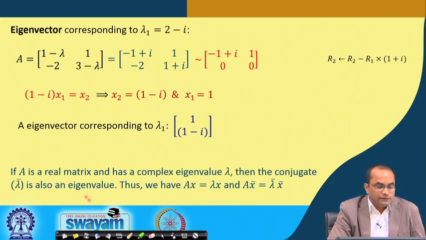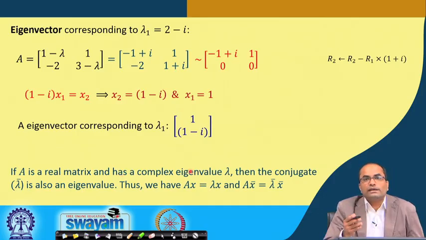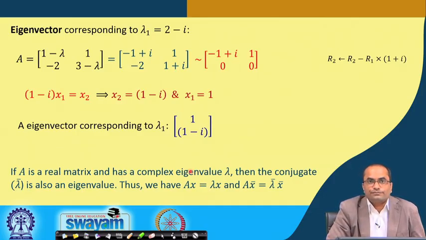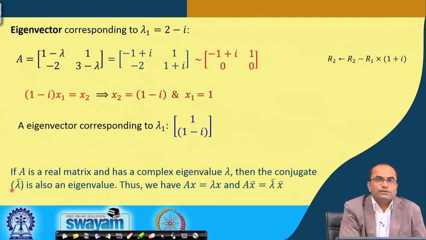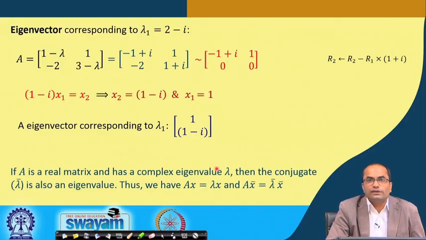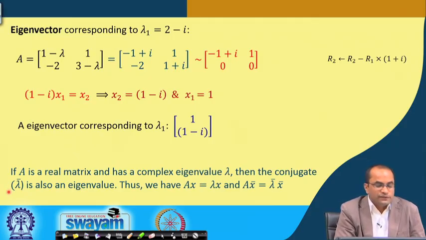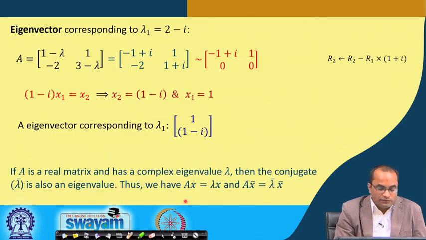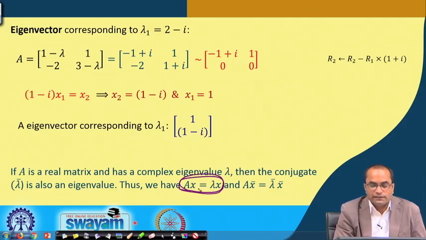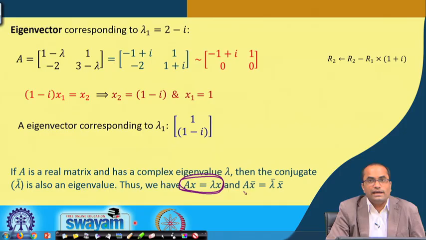In general, when A is a real matrix and has complex eigenvalues, then lambda is an eigenvalue, and the conjugate lambda bar will also be an eigenvalue, and that is natural, which is coming from the characteristic equation. So, the conjugate will always be there as a root. What is interesting is that from A x equals lambda x, if we take the conjugate on both sides, because A is a real matrix, A will remain as it is, and we get the conjugate of x on the left, and on the right-hand side the conjugate of lambda and the conjugate of x.